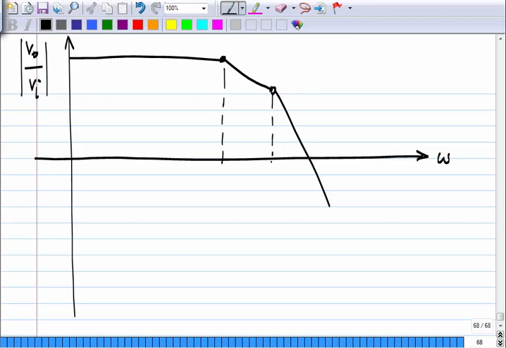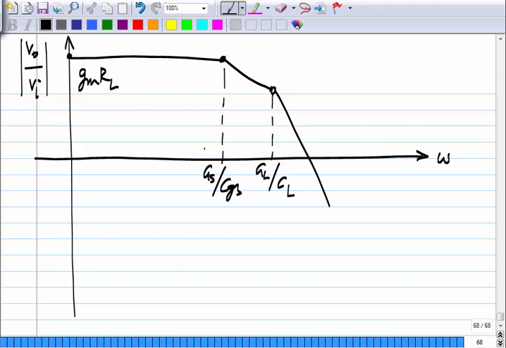We'll have two poles. I'll assume that they are like this. One of the poles will be at GS by CGS and the other one will be at GL by CL. Okay. And the magnitude for very low frequencies will be GM RL. Okay. So that will be the magnitude response of the common source amplifier if you include only the gate source capacitance and the load capacitance. Okay.